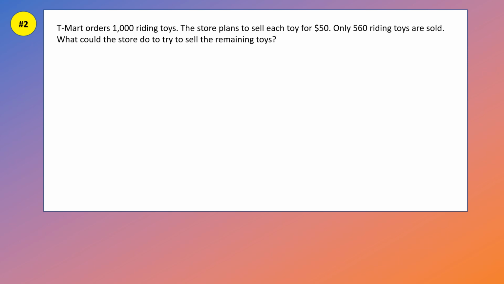What could the store do to try to sell the remaining toys? Well, what could they do? They're selling them for $50 each. Apparently, people don't want to buy them anymore for $50 each. So what could they do? Now, if you said they could change the price to a lower price, then you're absolutely correct. That's what happens when you see things on sale or for clearance in stores. They order too much, people aren't buying it, so they lower the price to make sure that they can get rid of those things. It's called supply and demand. They have too much supply, not enough demand, so they have to lower the price.